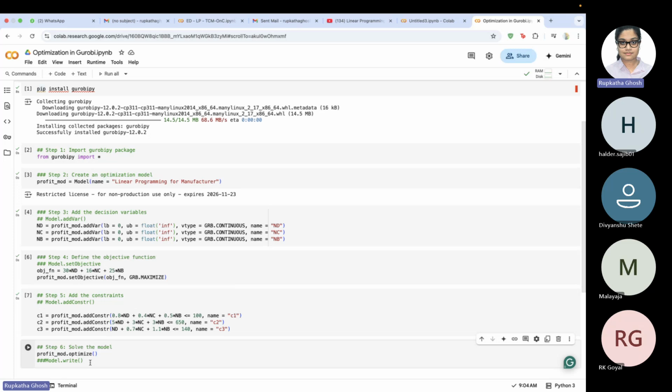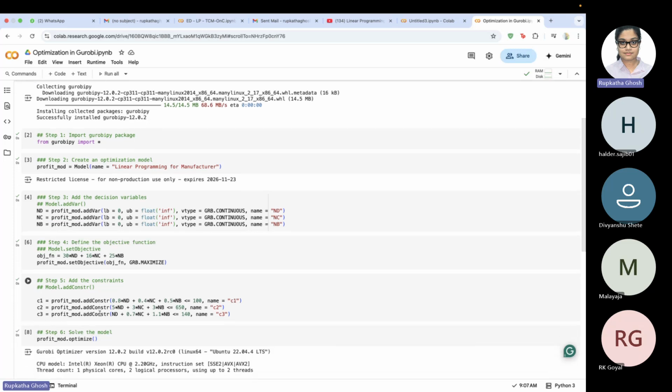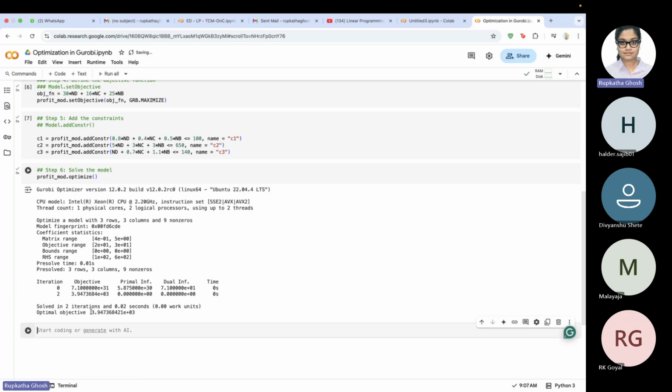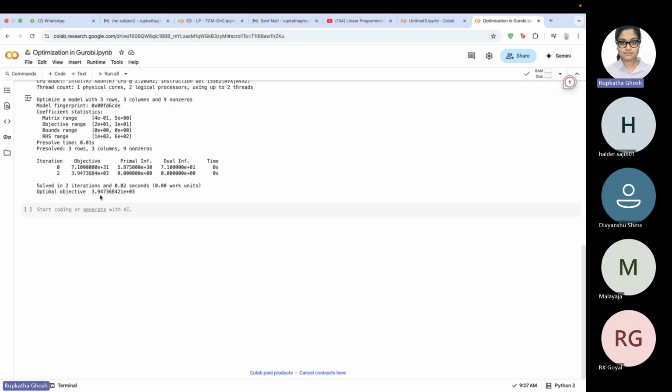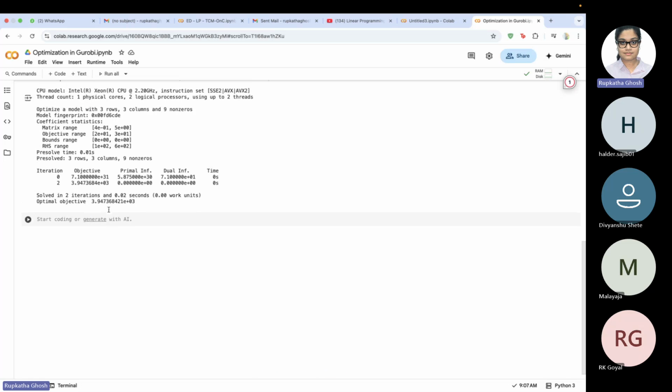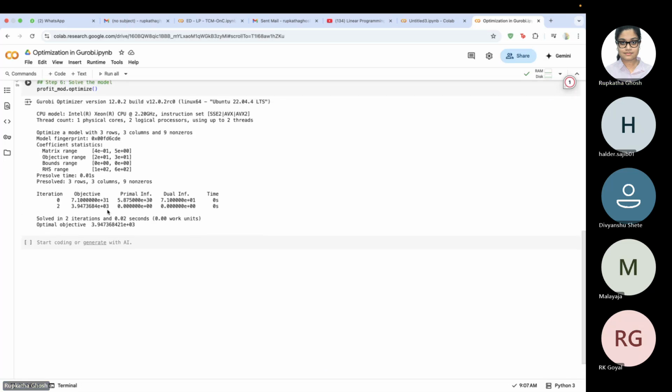In that case, you will have to write profit mod dot write and then you give some name, let's say some linear model dot LP. But it's not required here. And now you see 3.947368 into 10 to the power 3, which was, I don't even remember, but it's almost the same, right? It was giving me 3947.37. It is giving me 3947.368, which is the same thing. Do you see? Have all of you gotten this result?